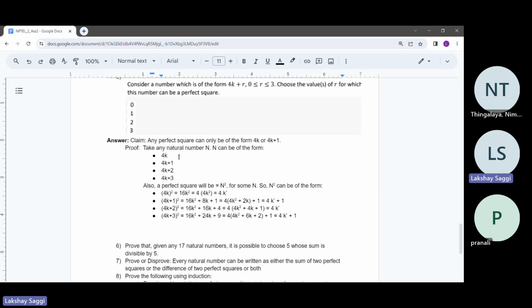Maybe I should have written it a bit differently so you guys don't get confused with notation. So maybe I'll just change it a little bit. I'm sorry for this, but I'm just changing the notation a bit so you guys don't get confused. And instead of this k prime, I'll just write a k.